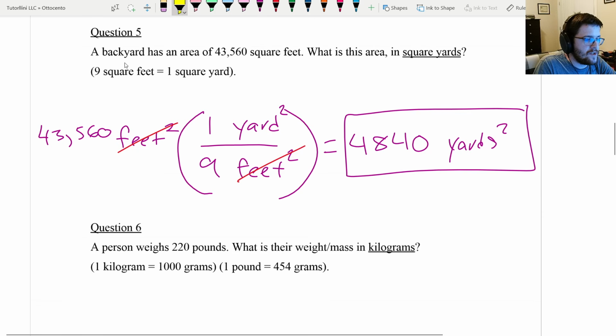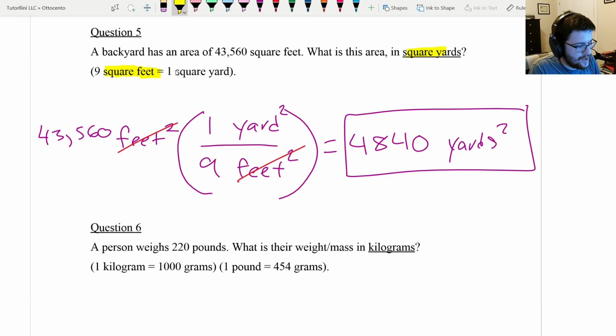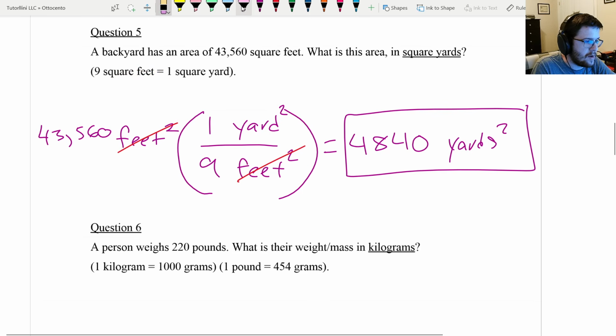So just because you see the word square doesn't mean you necessarily have to square it. Always check first. If the unit conversion doesn't match, you probably have to do something to it. But we got lucky with this one. They did match, so we're all good.